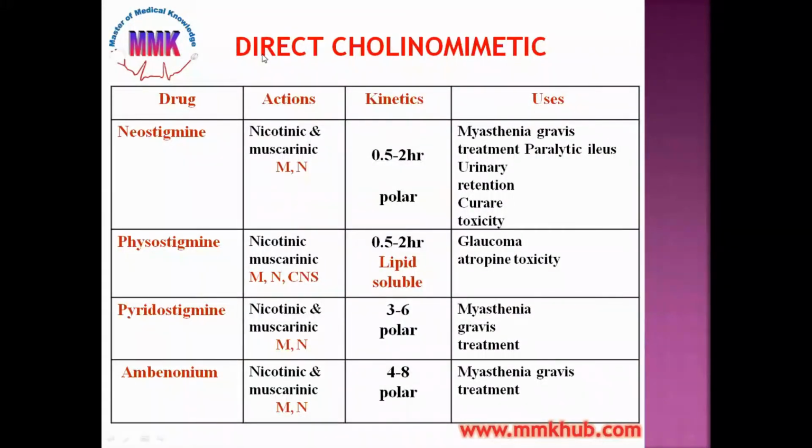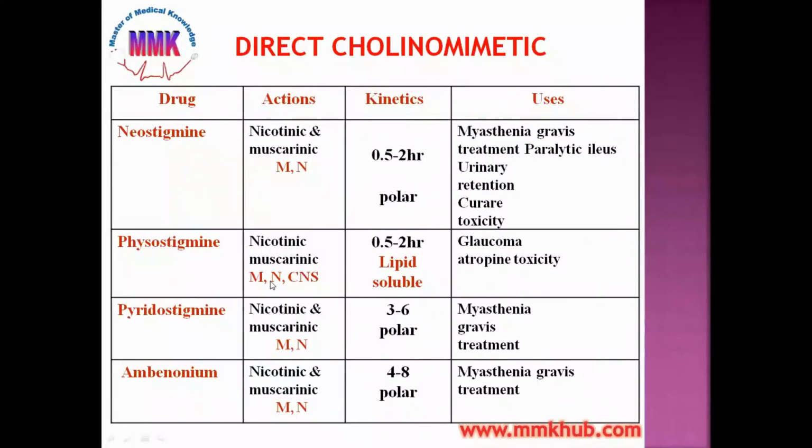Now we can see the indirect action. The most important drugs are neostigmine, physostigmine, pyridostigmine, and ambenonium. Neostigmine has nicotinic and muscarinic action, and its duration of action is half an hour to 2 hours. It's polar. Uses are in myasthenia gravis, treatment of paralytic ileus, urinary retention, and curare toxicity.